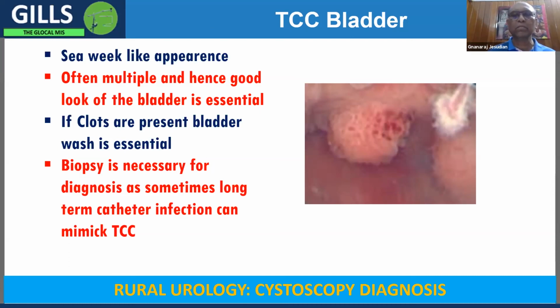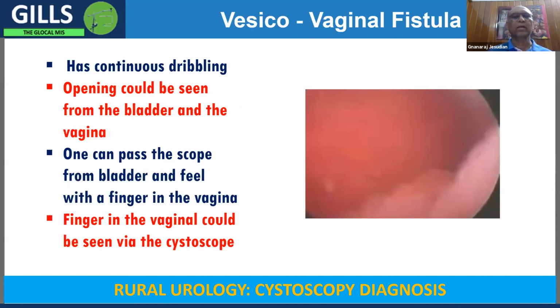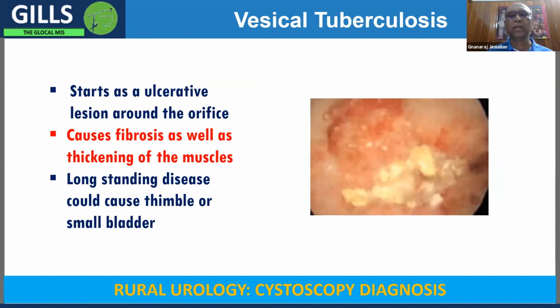But then the other problem is that it is multicentric, so it can occur anywhere in the bladder at any time. So regular follow-up and scopies are important for TCC. And of course, there are conditions which may not be very common, like vesicovaginal fistula. Here there is continuous leak of urine through the vagina, and you can either scope from the vagina or from the bladder to locate the orifice.